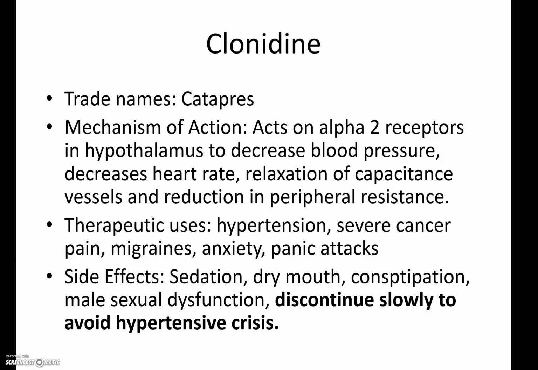Clonidine, or Catapres, is another alpha-2 receptor agonist. So again, it can cause vasodilation. Some of the therapeutic uses for clonidine include hypertension, migraines, anxiety, panic attacks, and in some cases can be used for cancer pain. An important thing to know about clonidine is its side effects. Note that it can cause sedation, dry mouth, constipation, as well as erectile dysfunction.